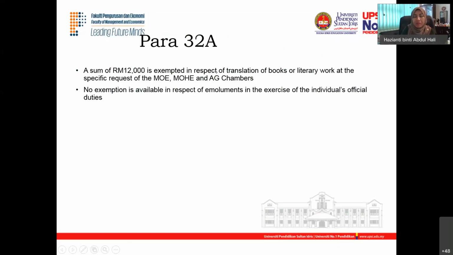It's just that, for example, in my case, I am a lecturer here, but I get requests from the ministry to translate books. I get some payment that can be exempted. But if I work with the ministry to translate books, then I will not get exemption because this is considered as my official duties.